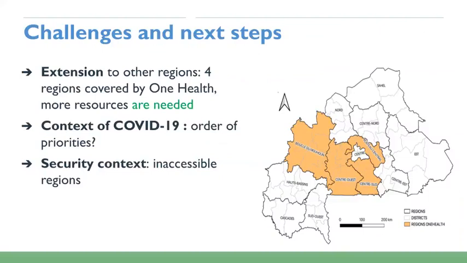As you can see on this map, as challenges, 4 out of 13 regions are currently covered by the One Health approach through USAID funding. The extension of the use of the electronic platform beyond the 4 regions is already a necessity, but this implies more resources in terms of capacity building, equipment, and internet connection. There is also the global context of COVID-19 for a country with limited resources like Burkina Faso. The order of priorities can be influenced. Moreover, because of the security context, many areas in Burkina Faso are inaccessible. Next, please.